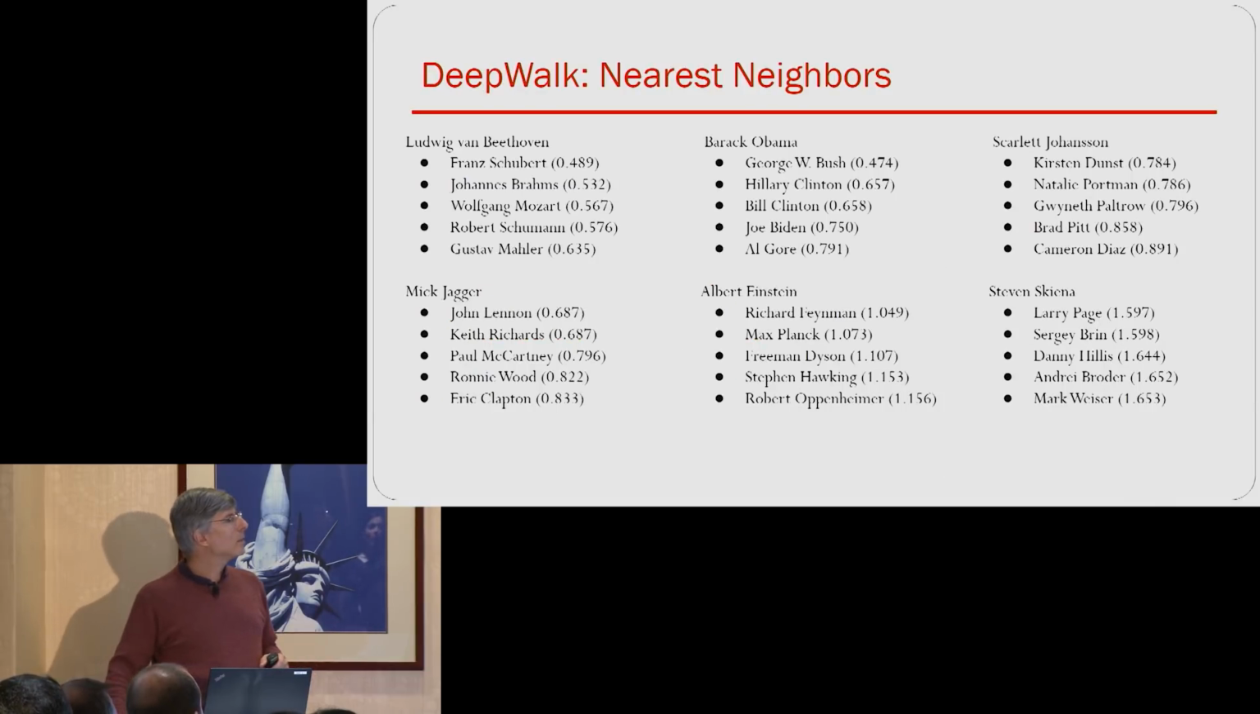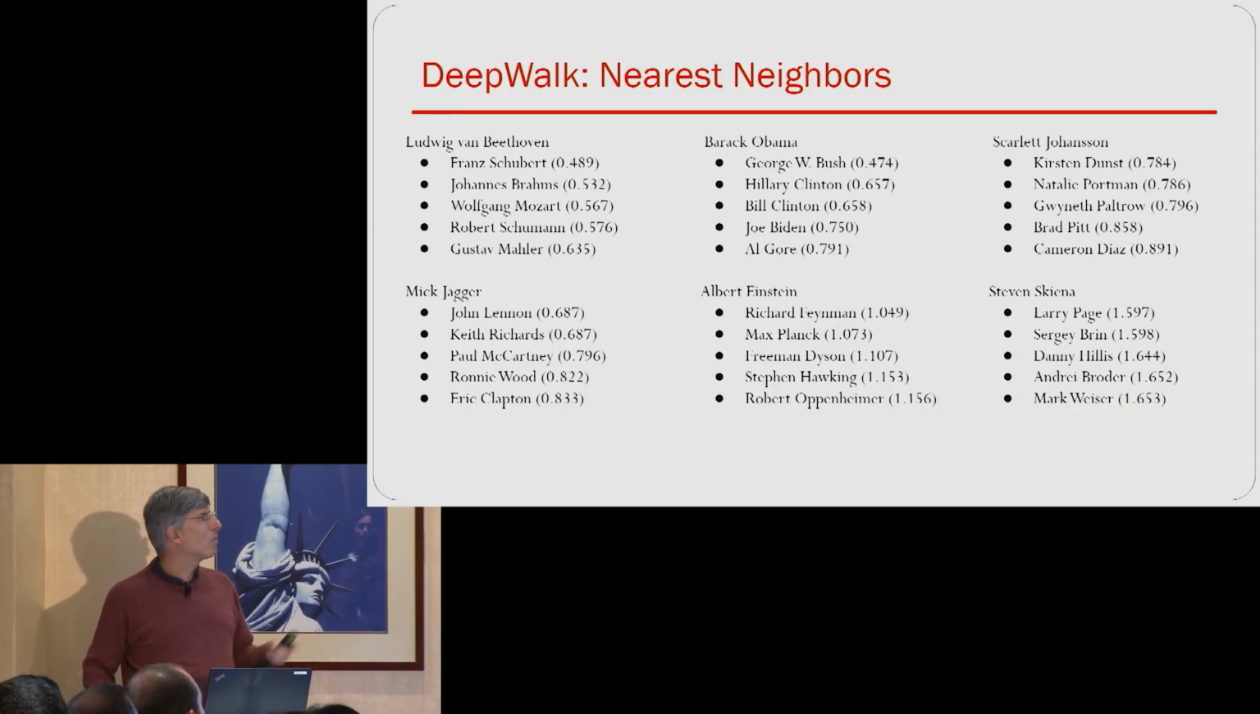And again, there were interesting anecdotal examples. When you look at who were the nearest neighbors of Beethoven, you got Schubert and Brahms and Mozart. Who was the nearest neighbor in DeepWalk space of Mick Jagger? You got Beatles, you got Rolling Stones, right? Who was the nearest neighbor of Obama? You tend to get presidents, you got Democrats, okay? Who was the nearest neighbor of Scarlett Johansson? Well, you got reasonably young actors and actresses, okay? Who was the nearest neighbor to me in Wikipedia?